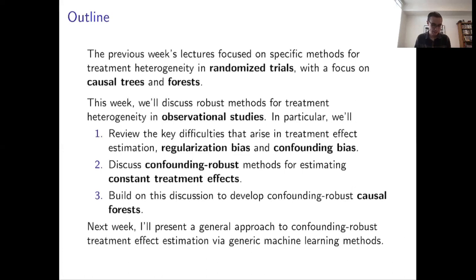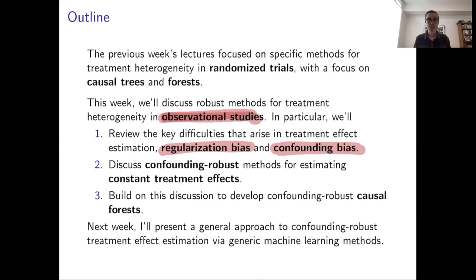So treatment heterogeneity in observational studies is our topic for today. There are three aspects of this I'm going to focus on this week. The first is a review of key difficulties that come up when estimating treatment heterogeneity, like regularization bias. You always get this. This also came up in randomized trials. Now we also have the problem of confounding bias, which is going to be our main focus today.